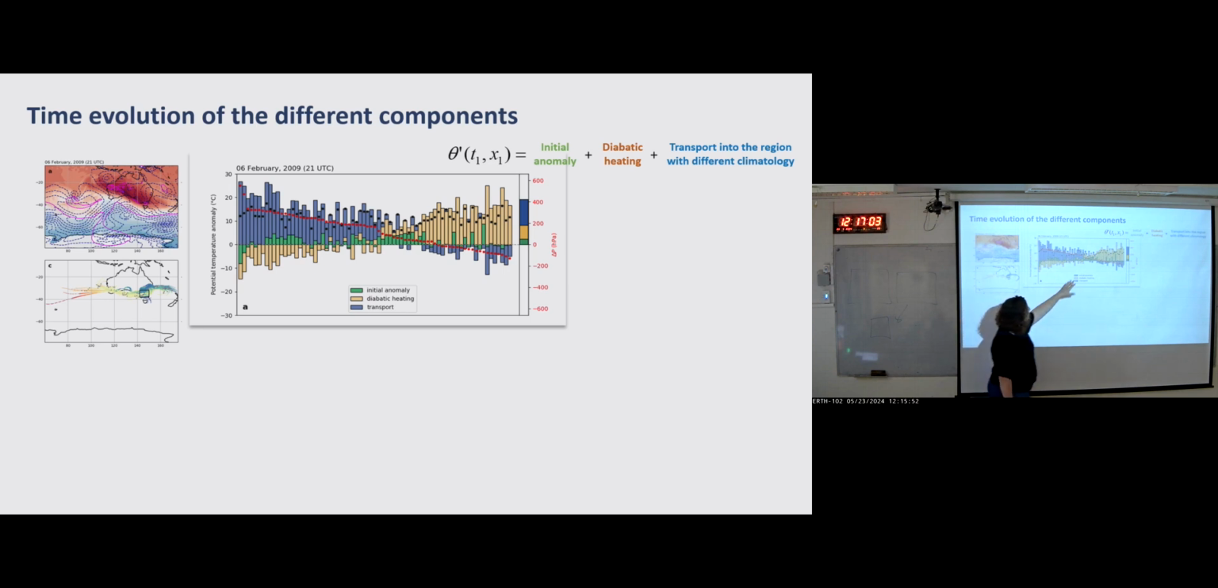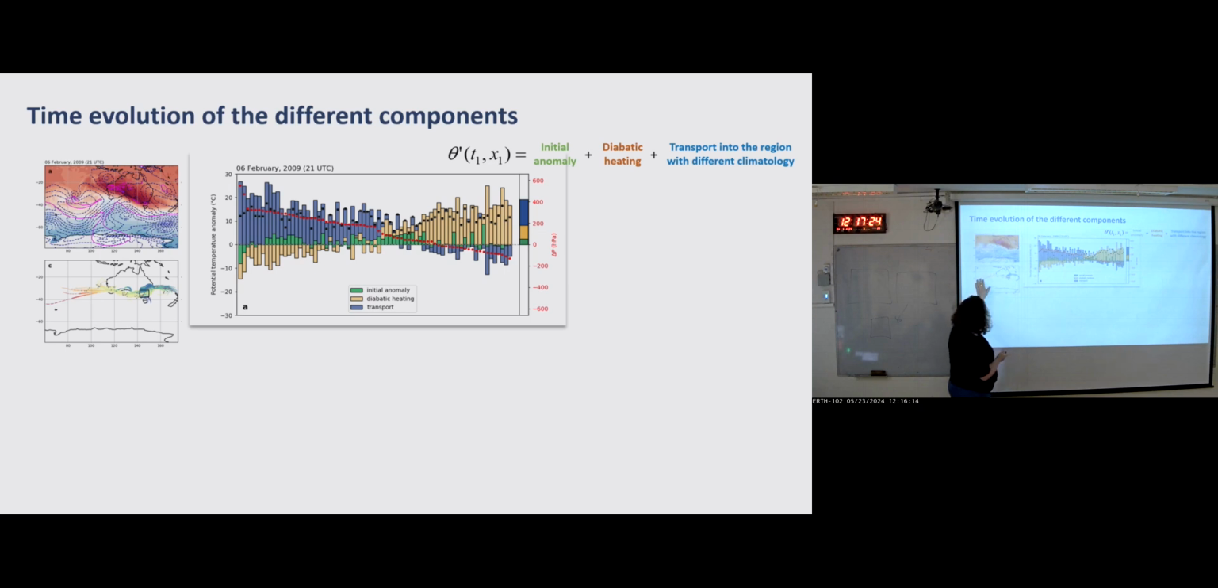So if we start with the ones that are hardly descending, or even there's a little bit of ascent near the surface there, we can see that the main contribution is the diabatic change. So some diabatic heating because of the air flowing near the surface, first near the ocean and then above the surface itself. And that's the main contributing factor.